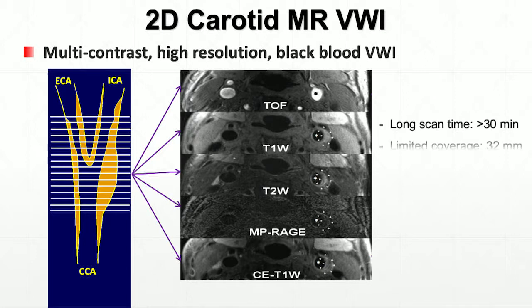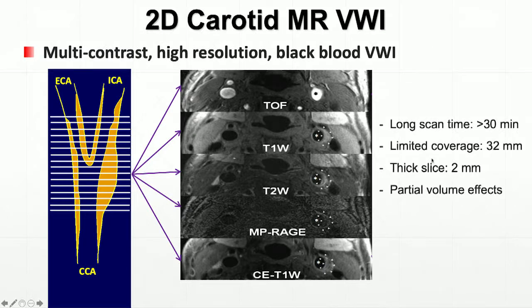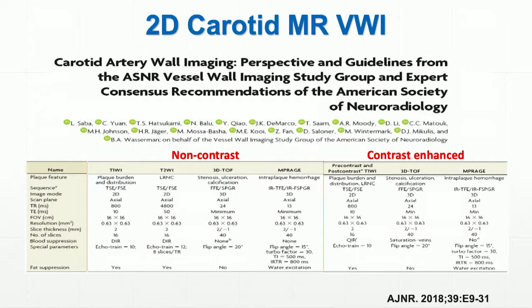The 2D imaging, as shown here, is the most standard and widely available way of doing that. The challenge is that this tends to be fairly long. Overall, if you do multi-sequence, this can be more than 30 minutes, and it has limited coverage, and the slice thickness is about 2 millimeters. And this is a so-called summary paper from the working group in ASNR, which listed, based on the 3 main manufacturers, existing protocols and imaging sequences, what you can do using non-contrast versus contrast 2D imaging.